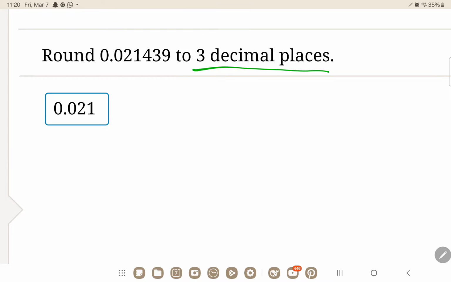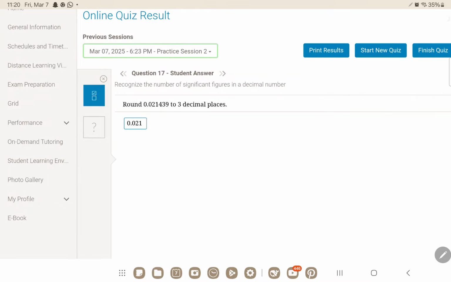Round this to 3 decimal places. When they say 3 decimal places, you take the first 3 digits after your decimal point. So 1, 2, 3. You look to the 4th one. Is it bigger than 5? No, it is not. So your decimal places would be 0.021. And that's your answer. Now moving on.